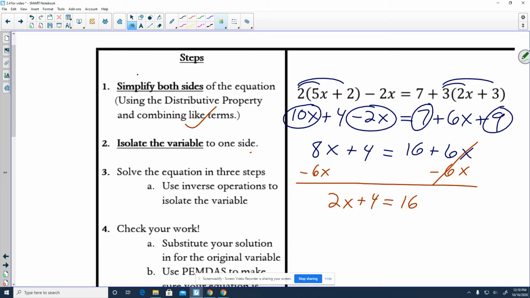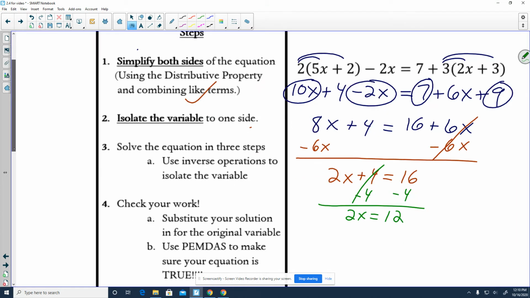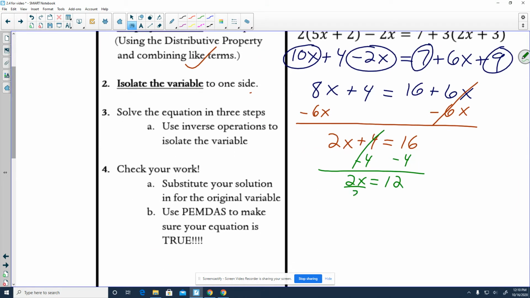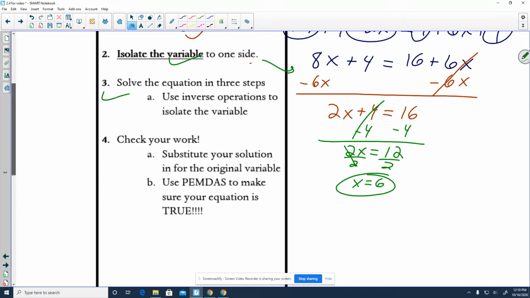And now after I subtract 4 on both sides, I'm going to get 2x equals 12. And now I divide both sides by 2 to get x equals 6. All right, so we isolated the variable, we subtracted 6x on both sides, and then we solved the equation like we've been doing the entire unit. And now we're going to check, like always.